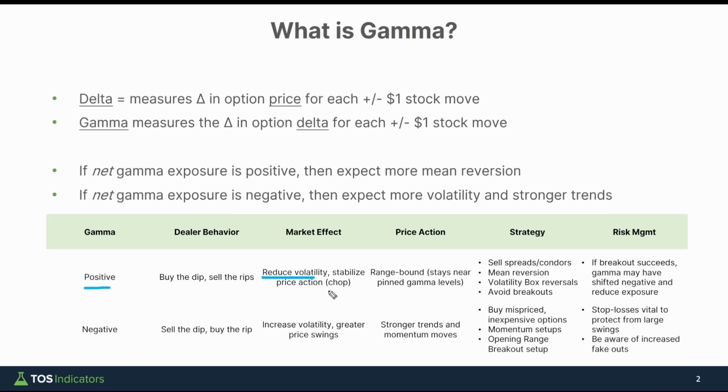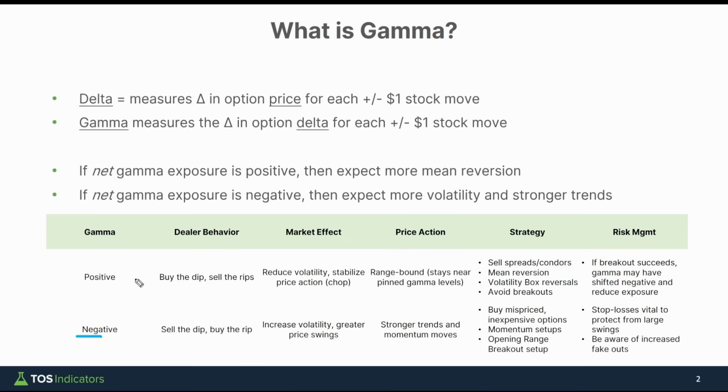There are periods where you'll see a lot of choppy and range-bound price action, and as a result, you want to take advantage of these sorts of setups: mean reversion setups, volatility box reversal setups. The fade setup works really well here. That's because you're taking advantage of not just a volatility edge, but you also have gamma exposure and really big money on your side as well.